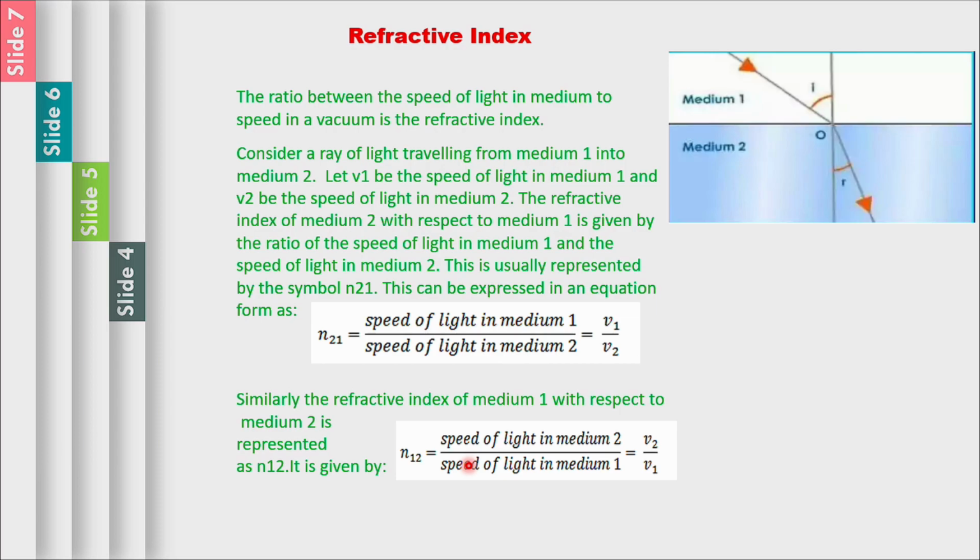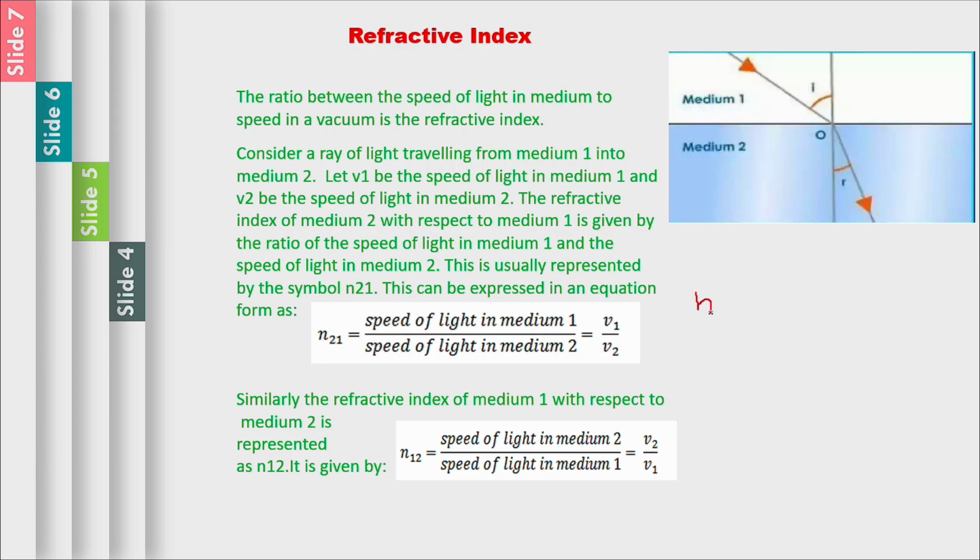Sometimes they may give N21, the N21 value equal to some value, and then you are asked to find out the opposite one. That is, if we give N21, they may ask you to find N12. How do you find out the N12? Just observe here. I will take the pen. See now, this is given.